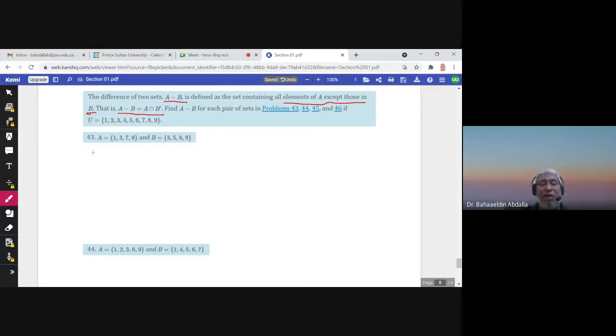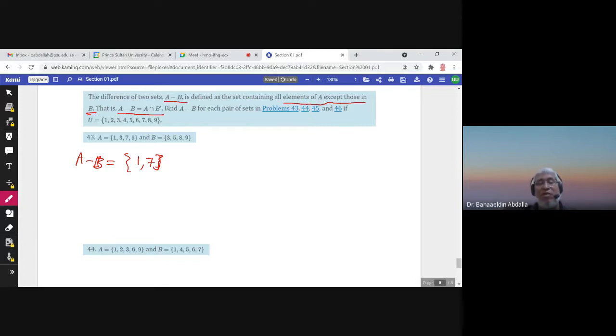For example, here in this question 43, A minus B would be, okay, 1 is in A, but it is not in B, so it is in A minus B. 3 is in A, but it is in B, so you remove it. 7 is in A and it is not in B, so it will be in A minus B. 9 is in A, but it is in B, so we remove it. So A minus B consists of only 1 and 7.